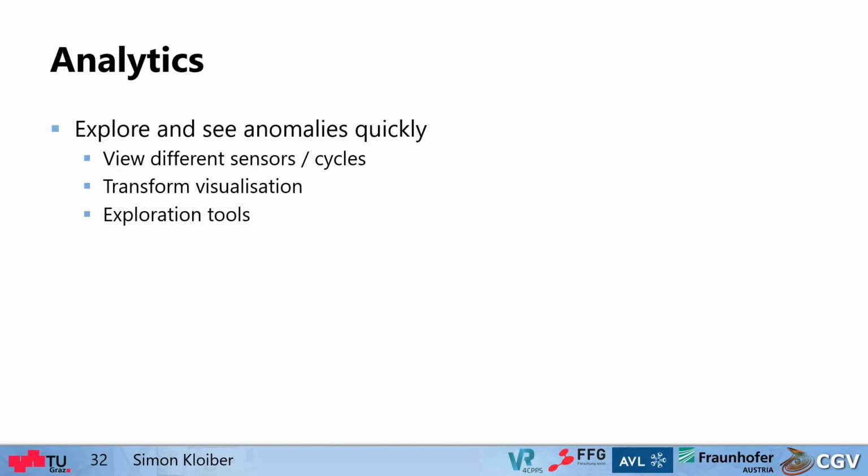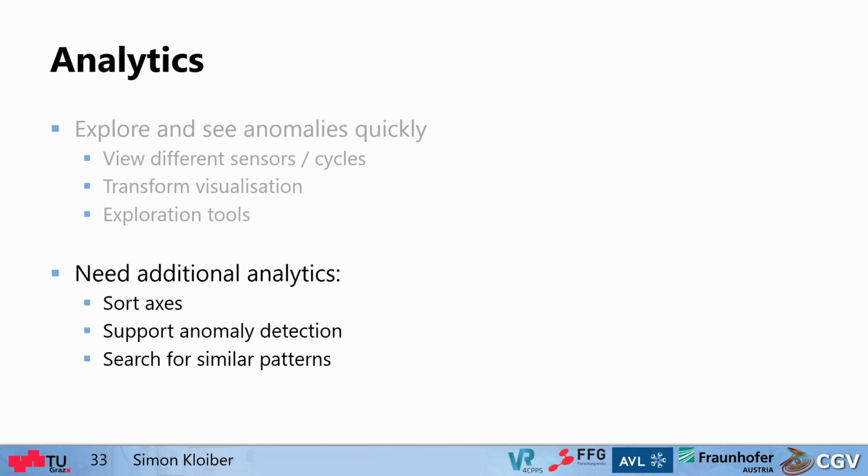With these tools, users can explore anomalies by viewing different sensors and cycles, by looking around the data and with the mentioned exploration tools. However, to better support the exploration workflow, we have added some additional analytics tools for sorting, guidance and finding of anomalies, and to search for similar patterns as points of interest.